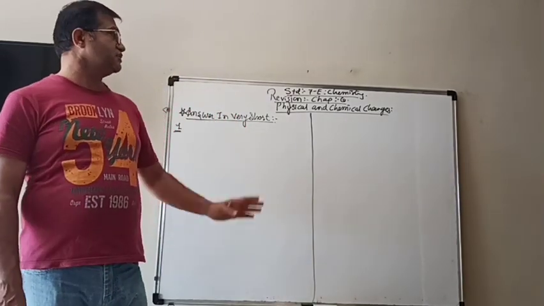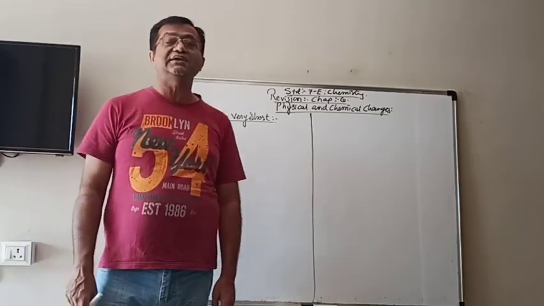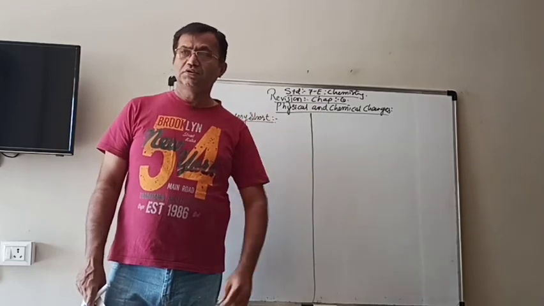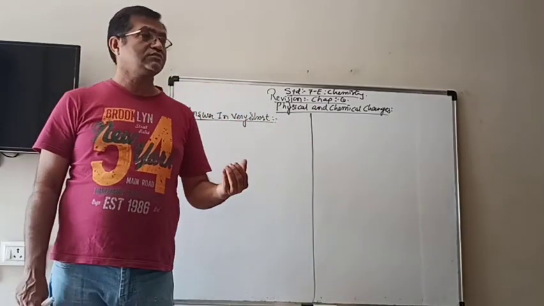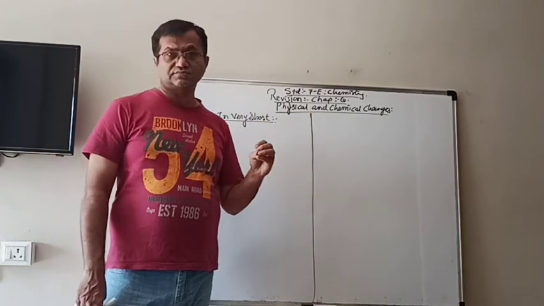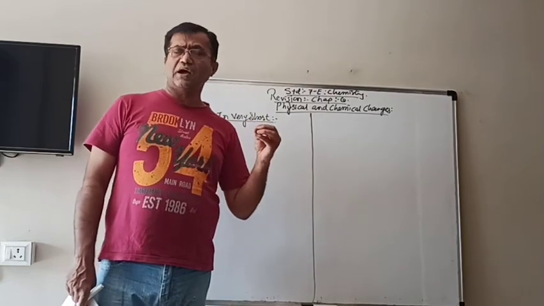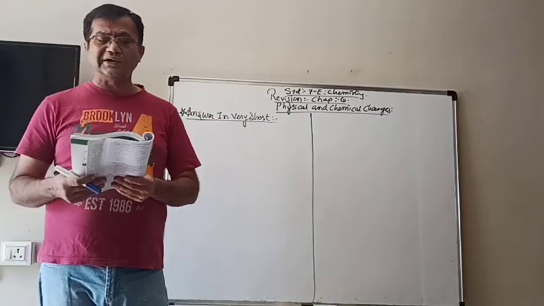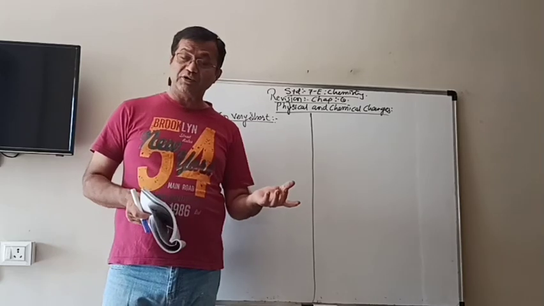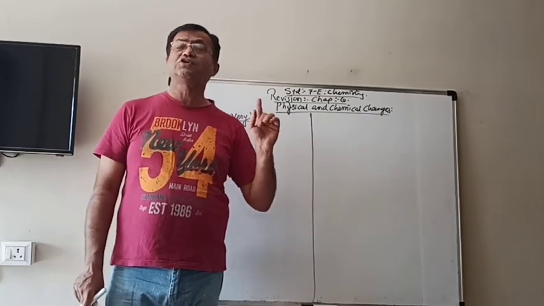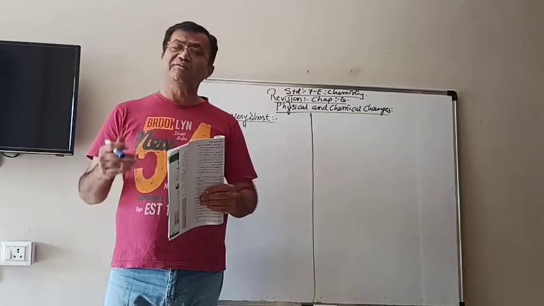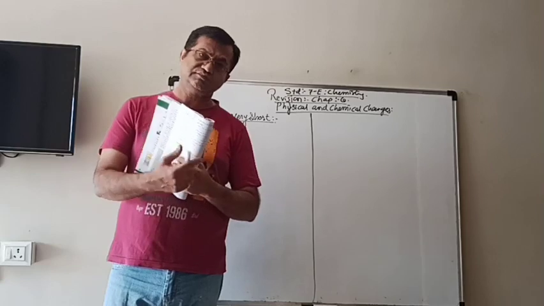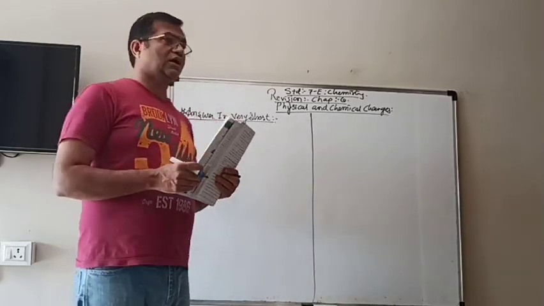We started the revision of chapter 6, physical and chemical changes. That day we wrote down some blanks. Today I will write down some questions whose answers will be in only one sentence. We will discuss it, but you will write down the answers yourself. One by one I will write a question, then discuss it, and then go to another question.